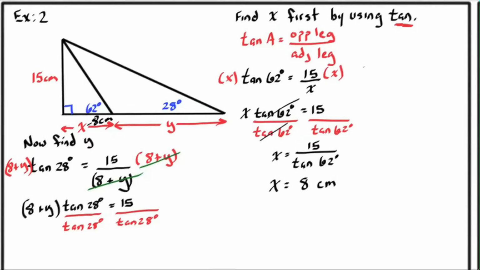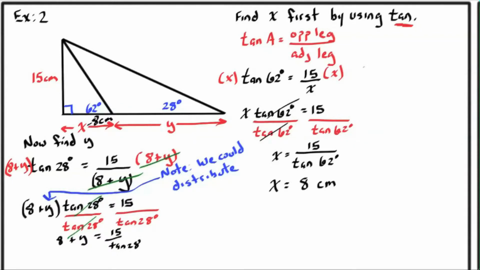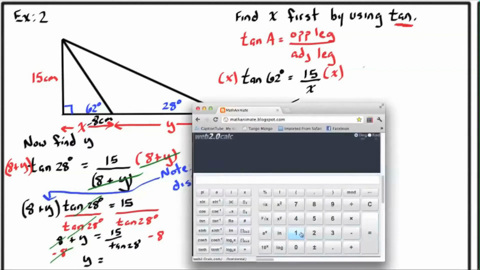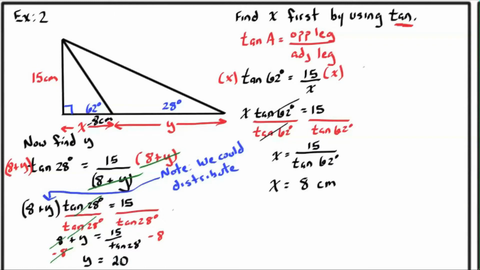Now here I could have distributed the tangent 28 into the 8 and the y, but that might be a little difficult in the long run. So we'll divide by tangent 28 and then we'll subtract 8 to both sides. I can put this in my calculator and I get 20.2 centimeters when I round to the nearest tenth. So there we go. We found x and y.